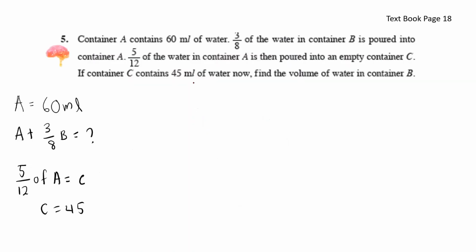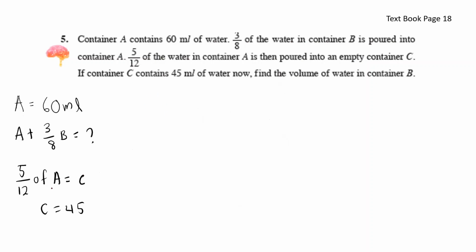Next, container A contains 60 ml of water. 3/8 of the water in container B is poured into container A. 5/12 of the water in container A is then poured into an empty container C. If container C contains 45 ml of water now, find the volume of water in container B.